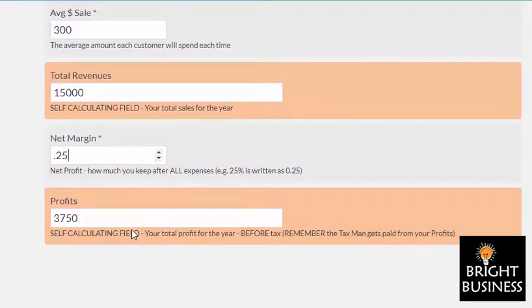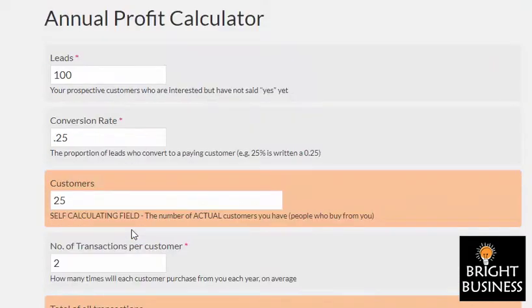Now this might only be a quarter or a month. So if you are measuring it out monthly or quarterly, you just multiply it by the number of periods in a year. So if it's monthly, multiply by 12. If it's quarterly, multiply by 4. Or if you've got annual figures, then work it out on an annual basis.